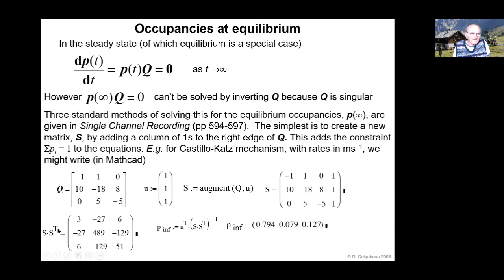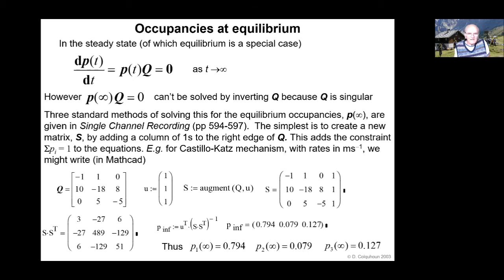We then multiply S by its transpose, and this S times S transpose is invertible, and we can calculate the equilibrium occupancies by this equation, a row unit vector times the inverse of S times its transpose, and that gives the equilibrium P infinity vector as 0.794 in state one, 0.079 in state two, 0.127 in state three. These, of course, will add up to one.